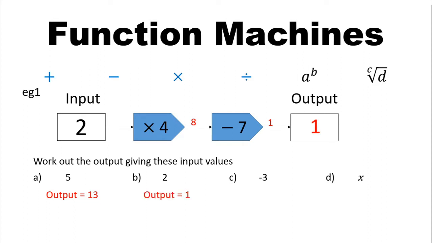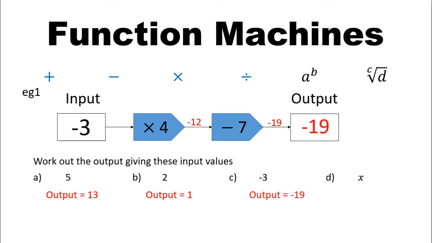Let's try that with one more input value. If I input -3 into my function machine, then I'll multiply it by 4, so that's -12. I'll subtract 7 from it, so it becomes more negative, -19. My output value is -19.